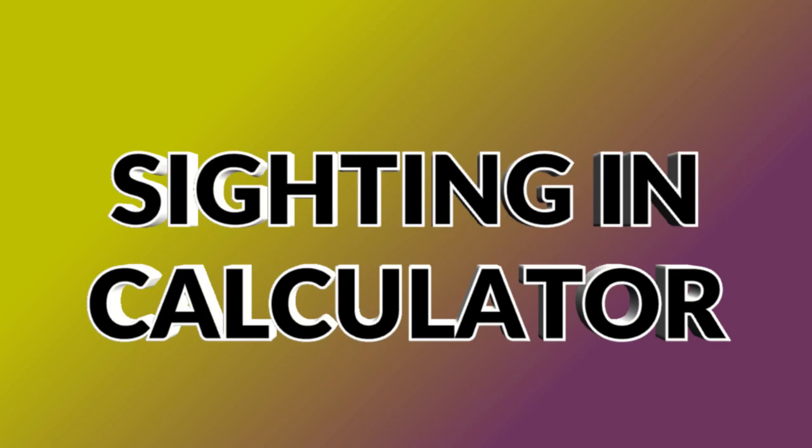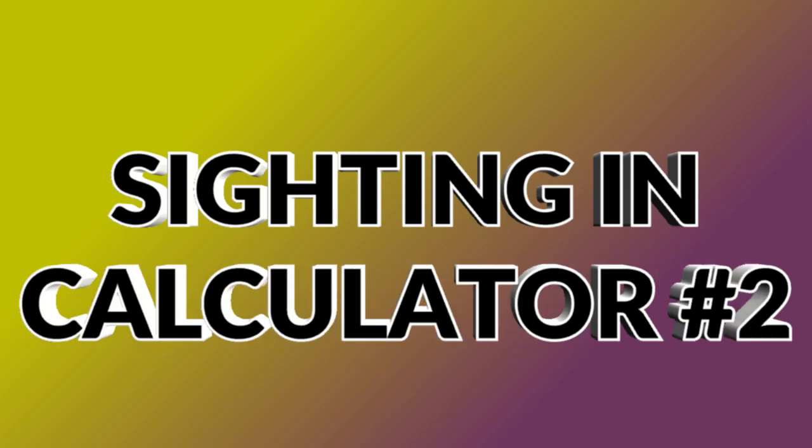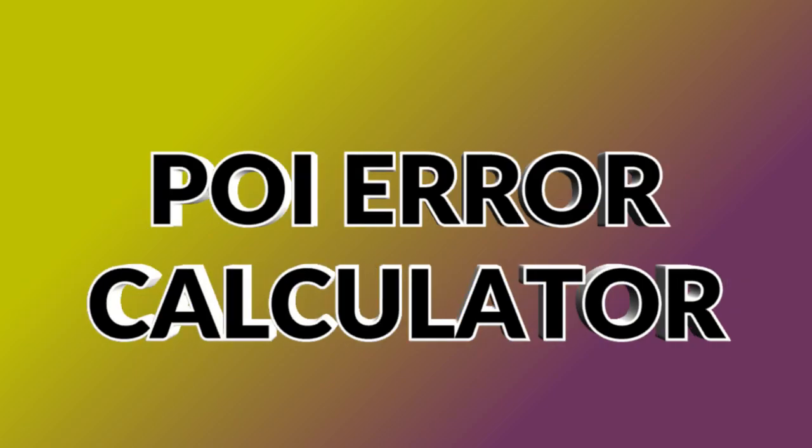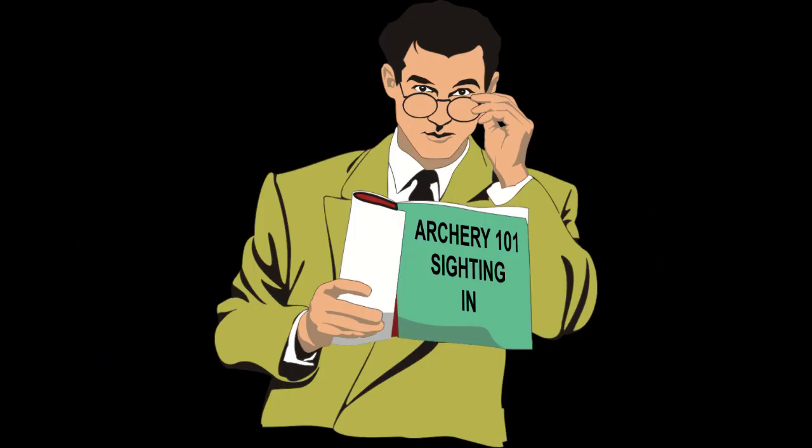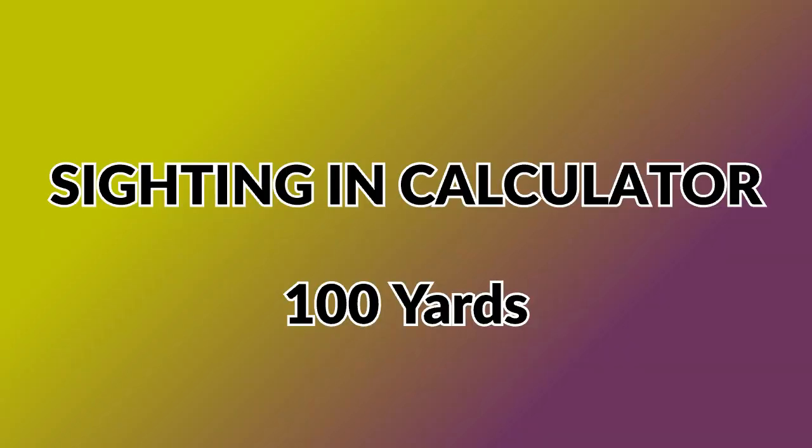In this video I'm going to discuss the following: sighting in calculator, sighting in number 2 calculator, and a point of impact error calculator. Why do you have two sighting in calculators? That's an excellent question. The sighting in calculator is used with scopes that the turret reads 1 click equals a distance per 100 yards.